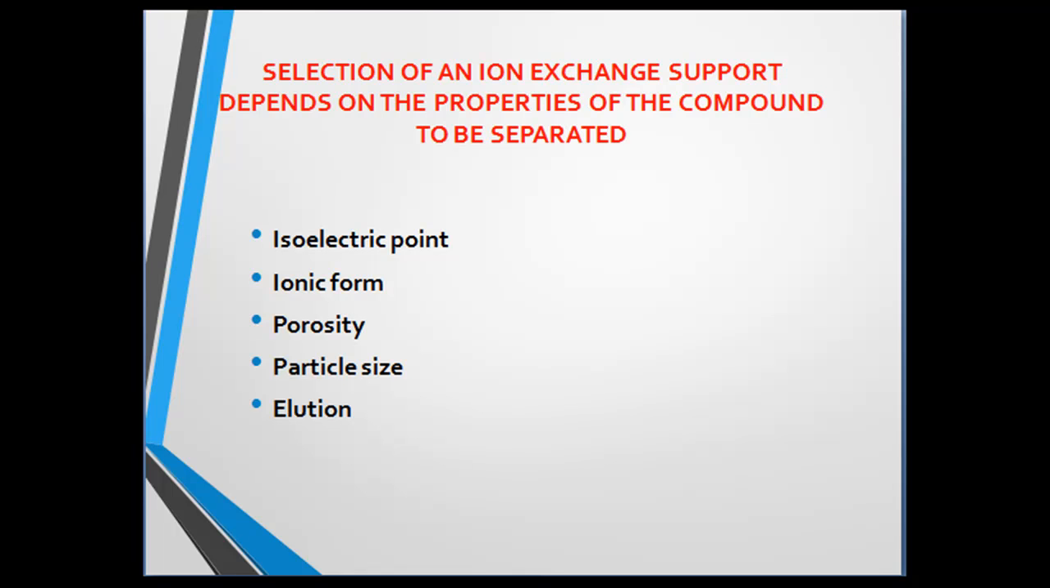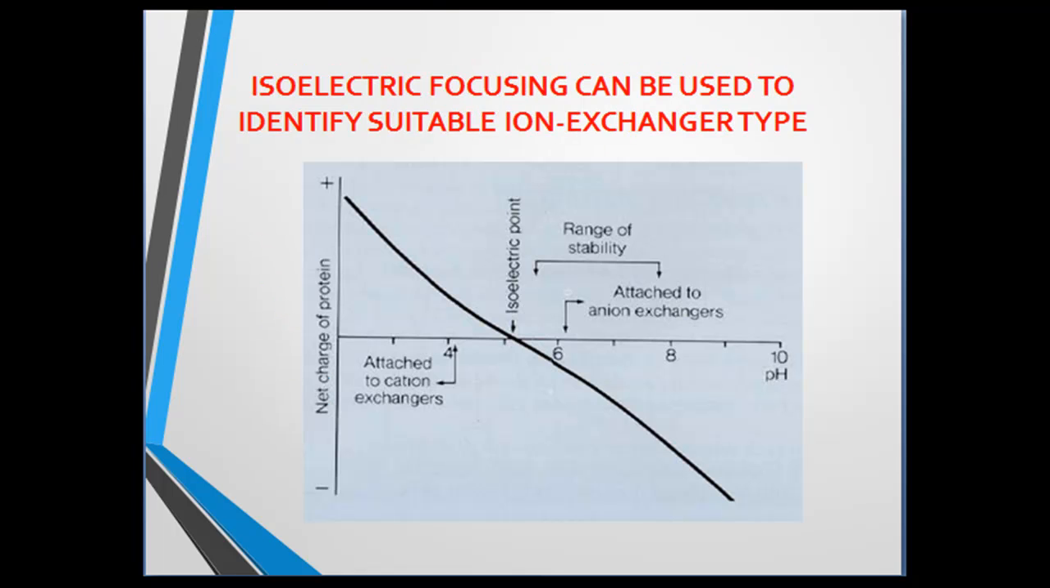First we'll discuss what the isoelectric point is. For amphoteric compounds, the isoelectric point, that is the pI of a compound, and its stability at various pH values, determines the separation strategy. At a pH above its pI, the compound of interest will be negatively charged, and at a pH below its pI, the compound will be positively charged.